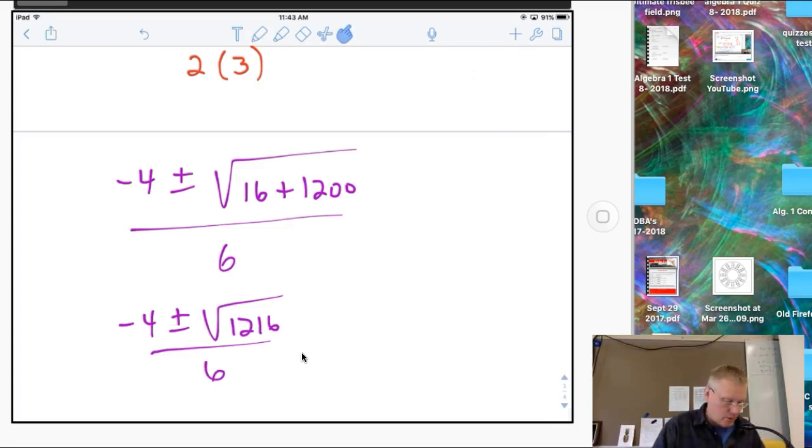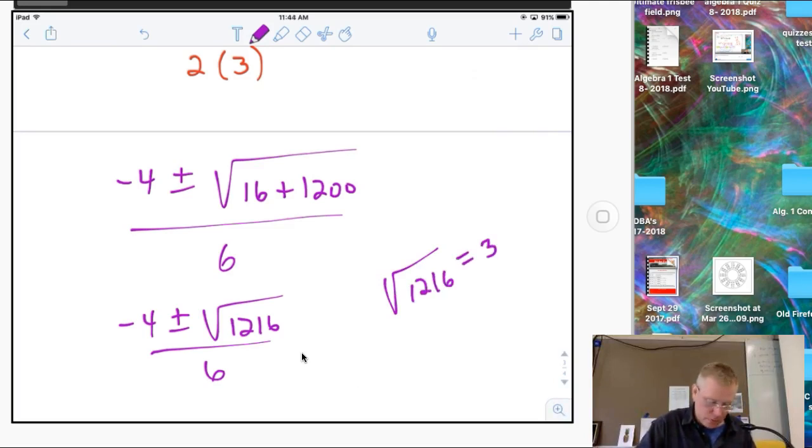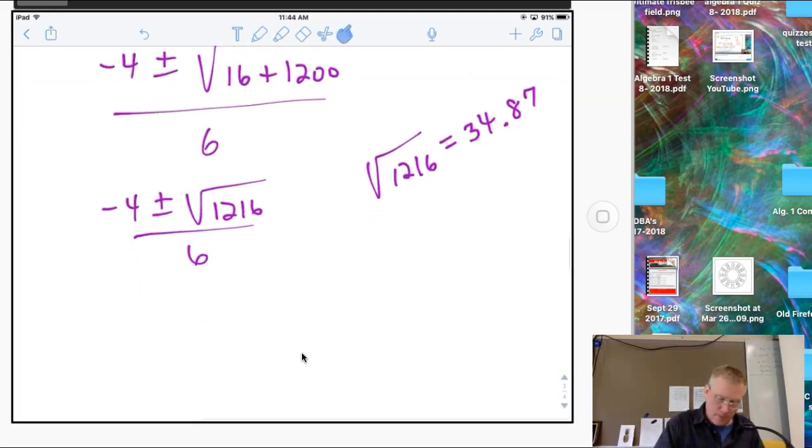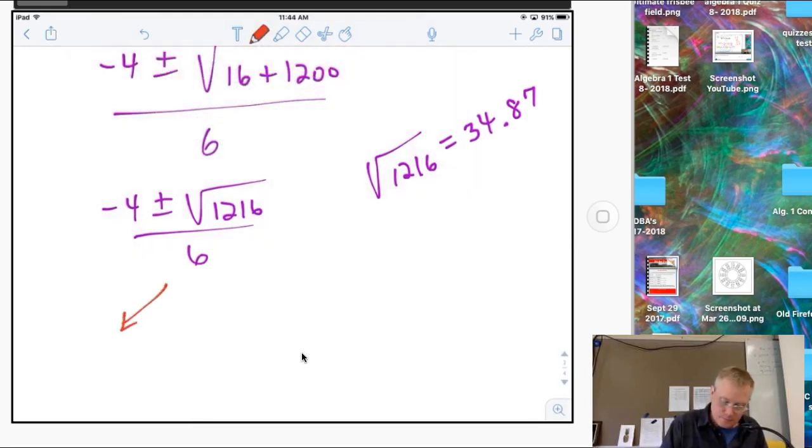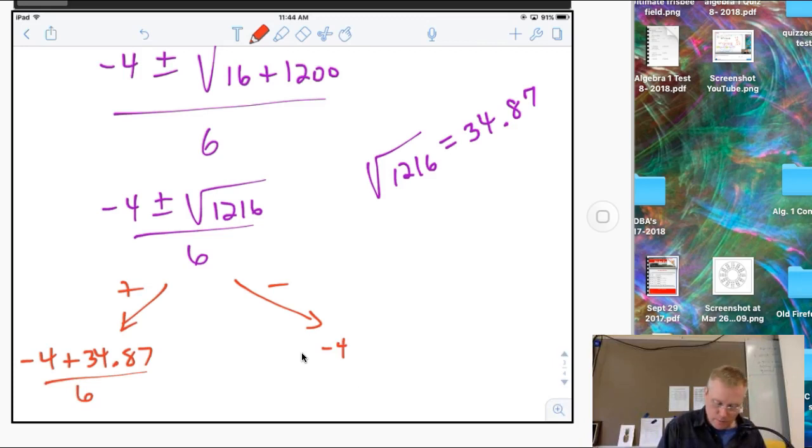all over 6. Now the square root of 1216, if I punch that into my calculator, is not a nice even number. Once again, it's an irrational number. I'm going to use the decimal. I'm going to use it to the nearest hundredth. All right, 34.87. So I'm going to break this up into the plus and into the minus. So I got -4 plus 34.87 divided by 6. And over here I've got -4 minus 34.87 divided by 6.